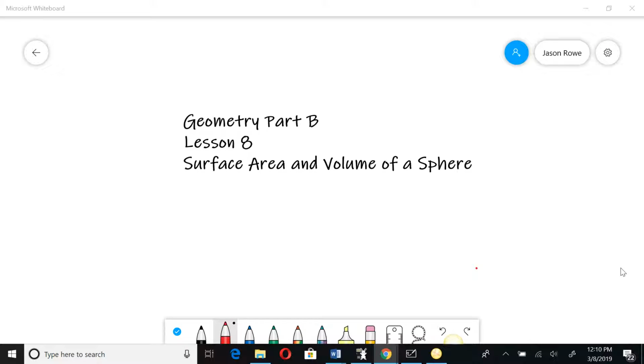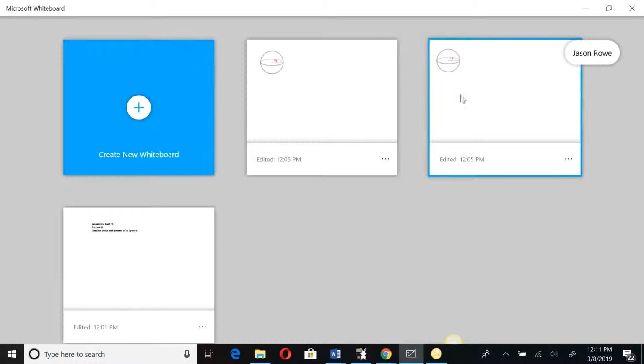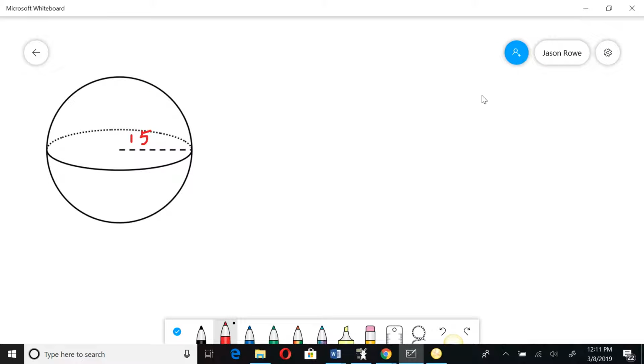We're taking a look at lesson 8, and this time we're focusing on surface area and volume of a sphere. So let's take a look at these spheres and see what we have to do with these guys. The neat thing about a sphere is that there's only one number you have to deal with. When you look at the formula, there's only one thing you're going to have to substitute, and you don't mess up where you substitute it.